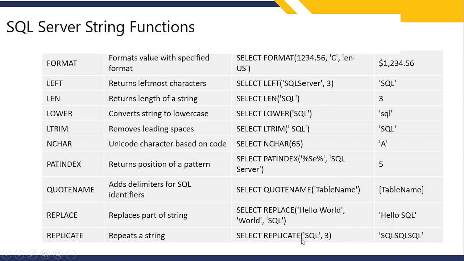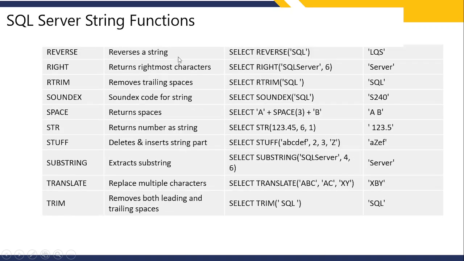REPLICATE repeats a string. So REPLICATE SQL, 3 shows SQL, SQL, SQL. REVERSE reverses a string, where REVERSE of SQL gives me LQS. RIGHT gives me the rightmost characters, where SQL Server, 6 gives the last 6 characters. 1, 2, 3, 4, 5, 6. RTRIM removes the trailing spaces. The trailing spaces are on the right. So here it only gives me the string.